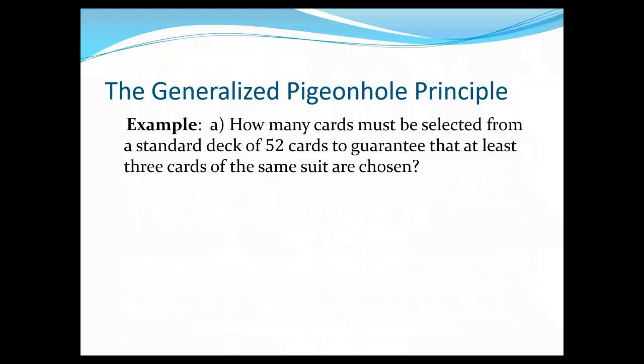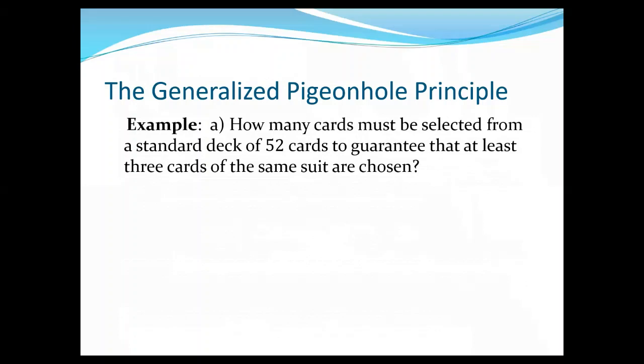Another example. How many cards must be selected from a standard deck of 52 cards to guarantee that at least 3 cards of the same suit are chosen? In our deck of cards, we have 52 cards. How many suits do we have? We have 4: club, spade, heart, and diamond. And each suit contains 13 distinct cards from ace to king.